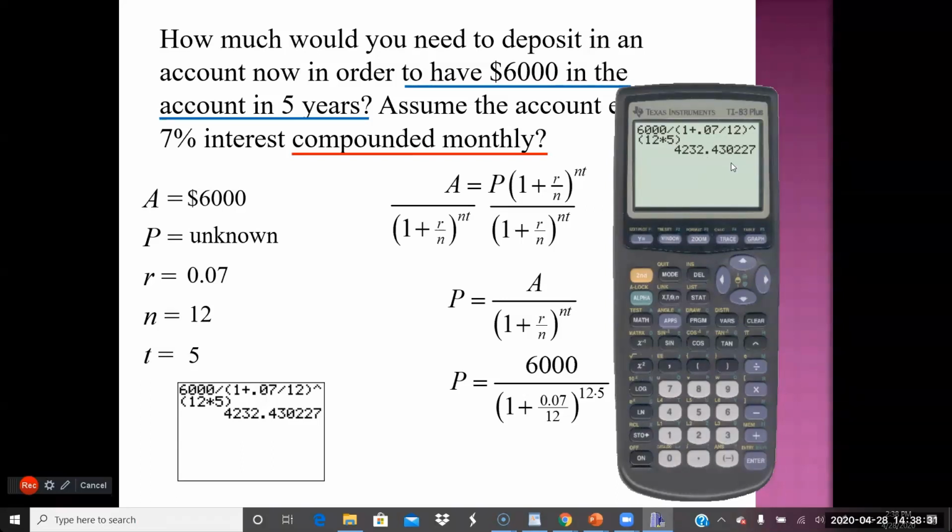Okay, so I'll see if you guys have any questions before I go on to the next problem, to the next example. And like I said, this should help you with your homework questions 10 through 17.